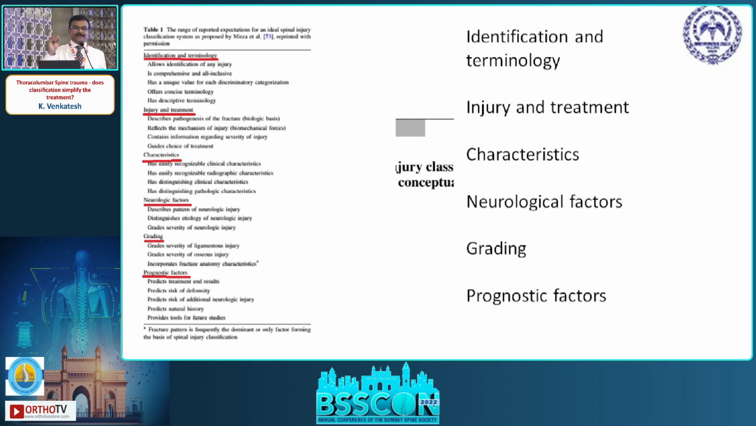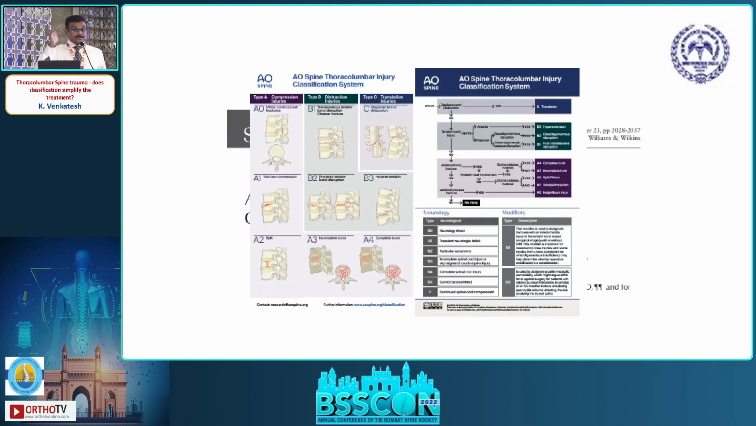But where are we in the current situation? With this, yes, they incorporated the AO classification in 2000. That was in 2010, and this was in 2013. In 2013, they put all these things together, tried to match up all those requirements, and came up with the AO Spine thoracolumbar injury classification system.